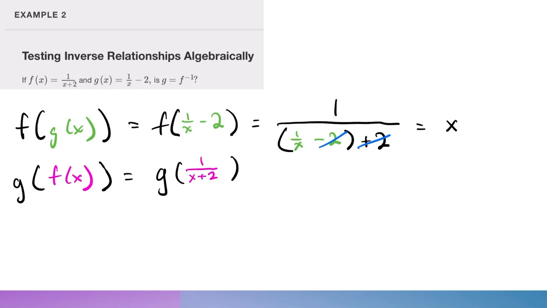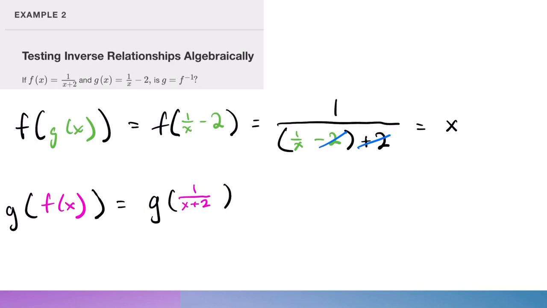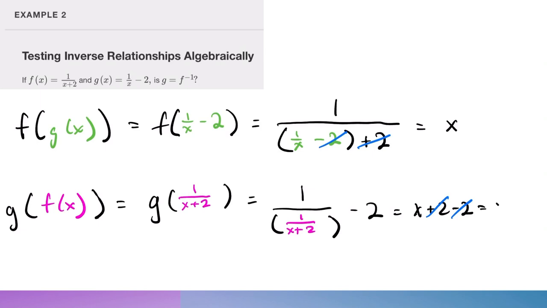Let me give myself just a little bit of space. So g of x is 1 over x minus 2, but our x in this case is this fuchsia thing. If we have a fraction divided by another fraction, in this case we can do keep, change, flip. So then this is going to be the same as x plus 2 minus 2. Then these are going to cancel, and we're going to be left with x, right?